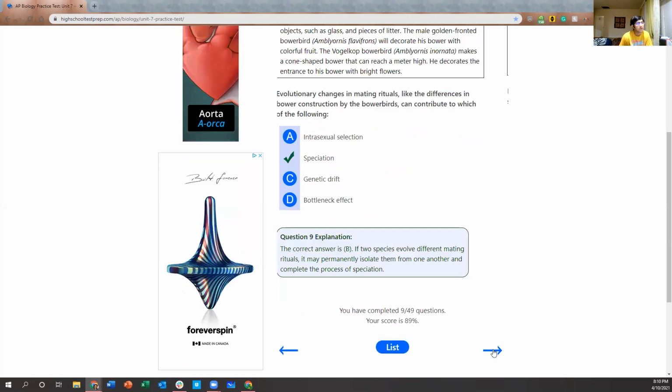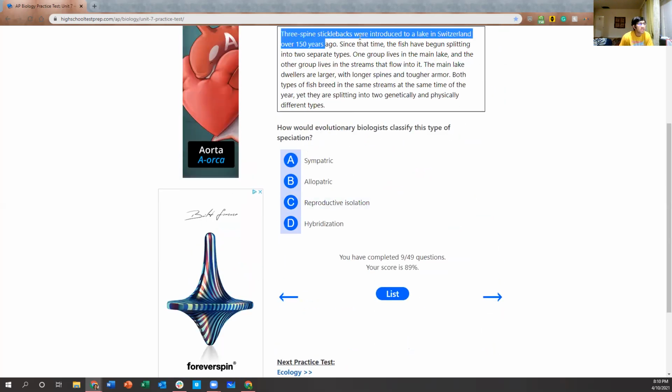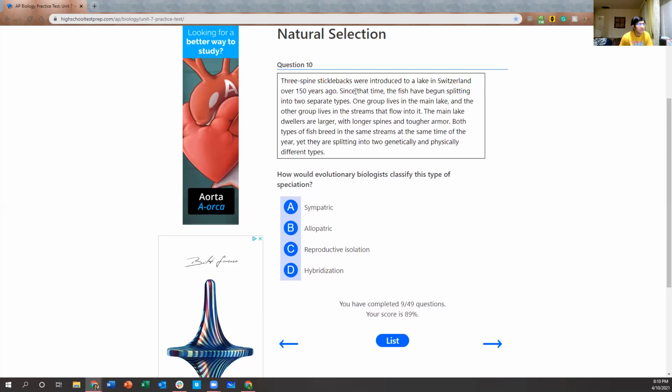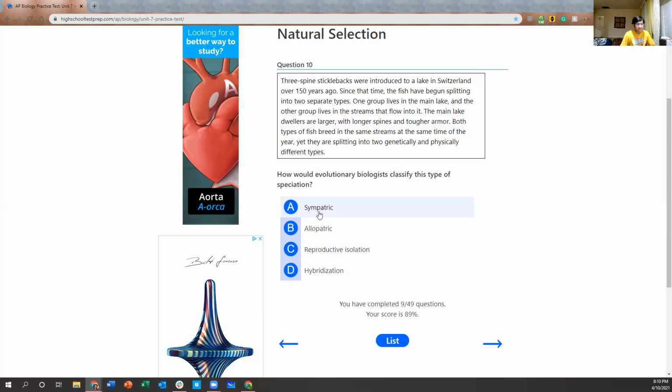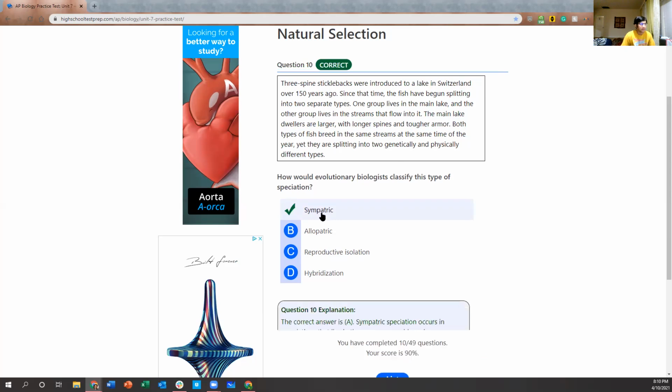Speciation. Okay. 3 spine sticklebacks were introduced into a lake in Switzerland. Since that time, they're splitting into 2 separate types. One is in the main lake, and one lives in the streams. I want to be careful here, because there isn't a physical geographical barrier. This is habitat isolation. They're both breeding in the same stream, same time of year, but they're splitting into 2 genetically and physically different types. I would say that this is sympatric, because this is habitat isolation rather than a physical geographic barrier. So this is sympatric, yeah.